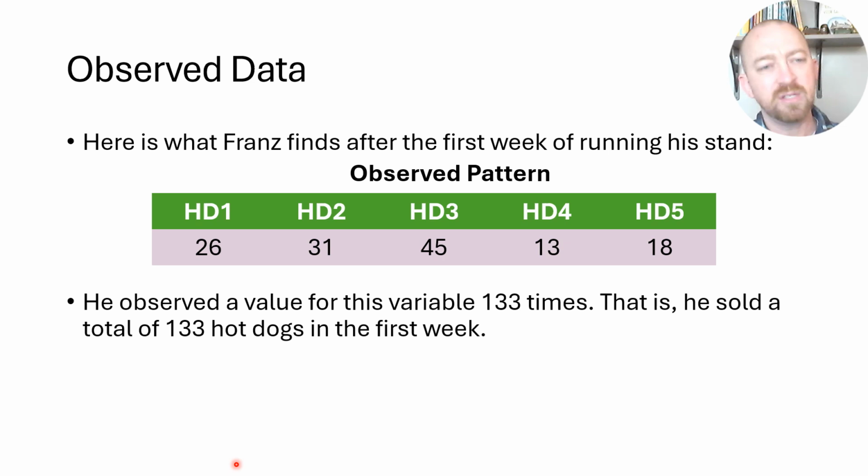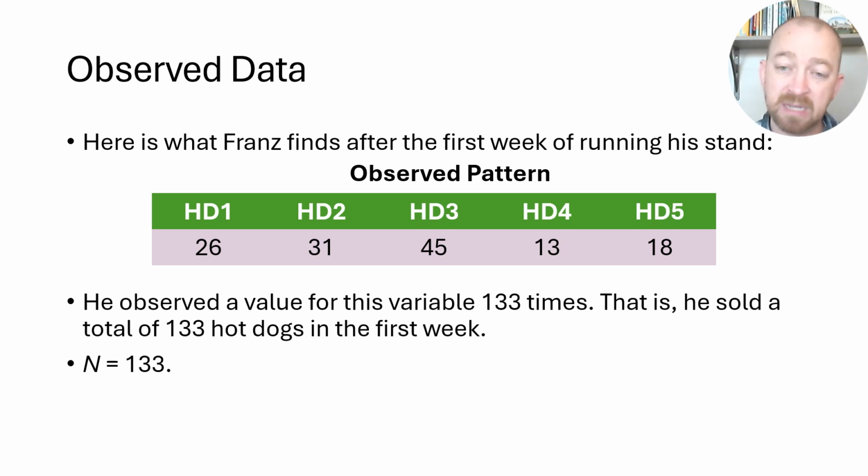Okay. Now, as you can see, he observed a value for the hot dogs 133 times. In other words, he sold 133 total hot dogs in the first week. The reason I know that is because I added up all of these values to get 133. So that means the number of observations that we have of this variable is 133. Therefore, n equals 133. Now I need to know n before I can figure out the expected, not the expected probabilities, but the expected frequencies of the hot dogs.